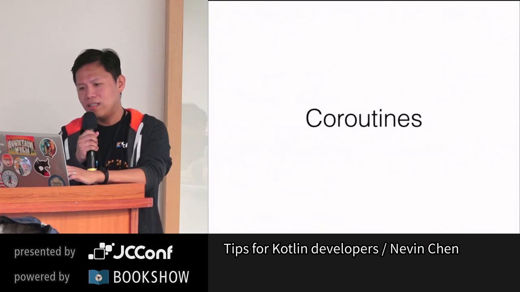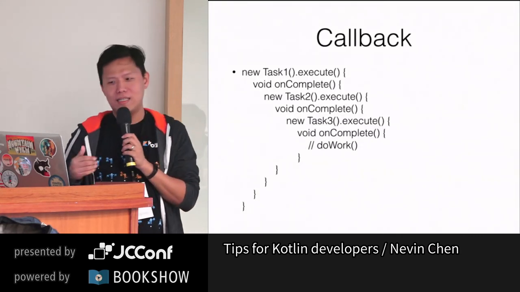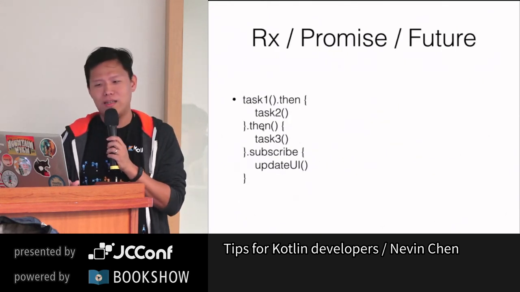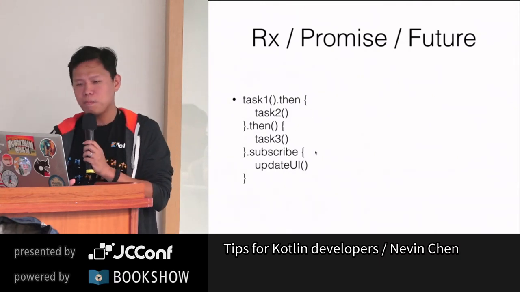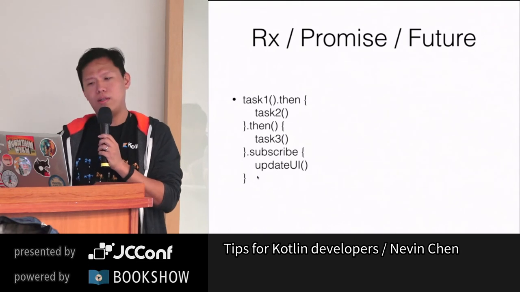So what's next? Coroutines. Normally we don't write callbacks. Firstly, we write callback the async task like this, and then we have promise, future. We can write something like this, like stream, like flow, very nice, subscribe. But you still have to remember and do the error handling very correctly.